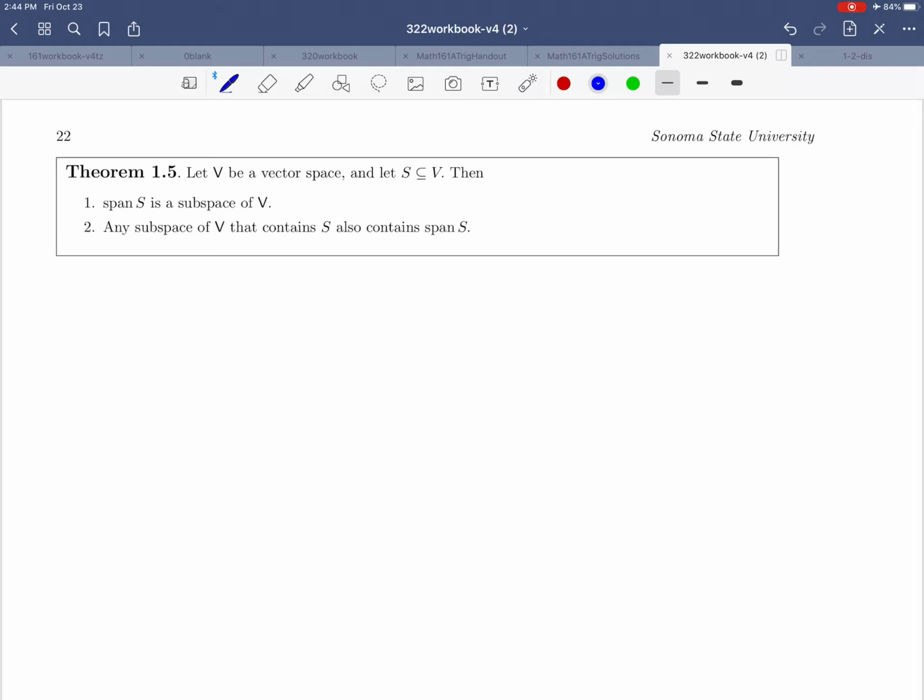Hello everybody, and welcome to Theorem 1.5 on page 22. So we are going to close this section by talking about one theorem here. Okay, let's read what this theorem is saying.